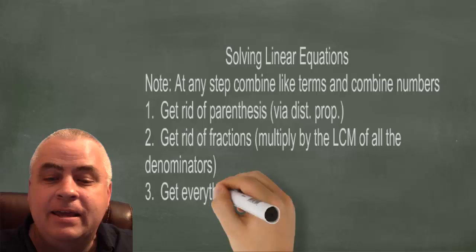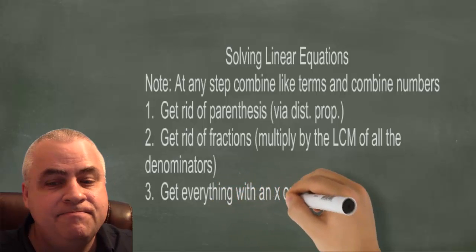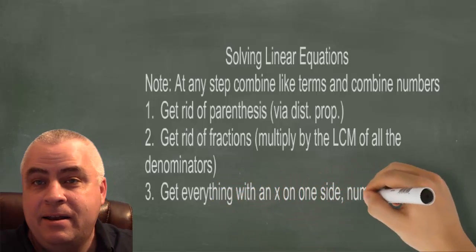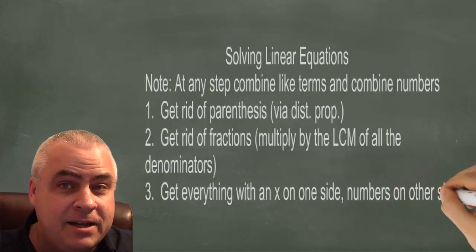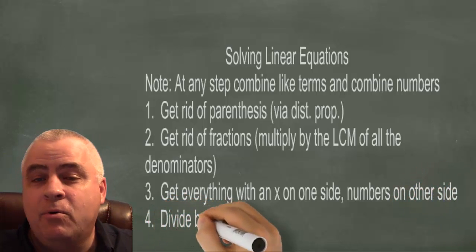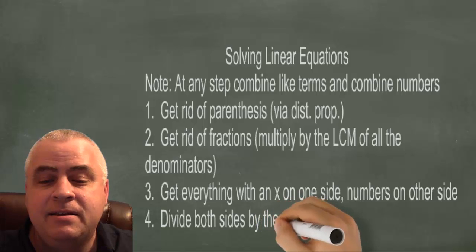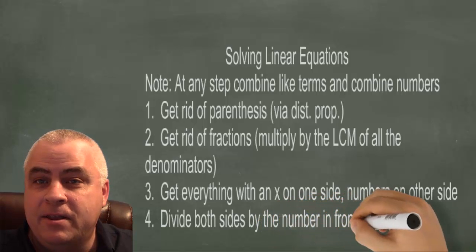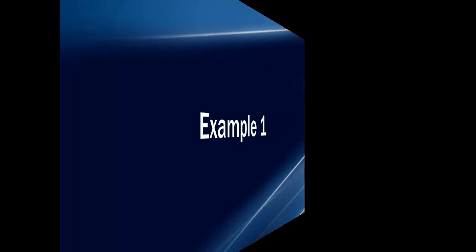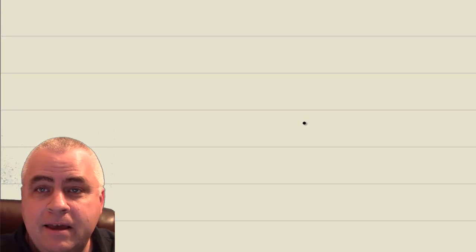Step 3. Get everything with an X on one side, numbers on the other side. Step 4. Divide both sides by the number in front of the X. Let's take a look at our first example.